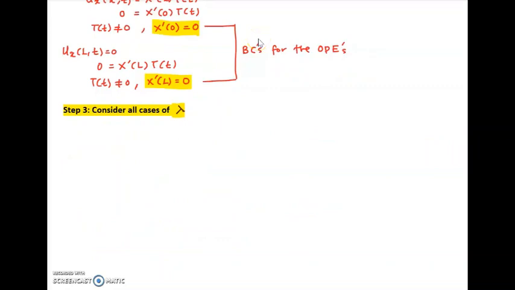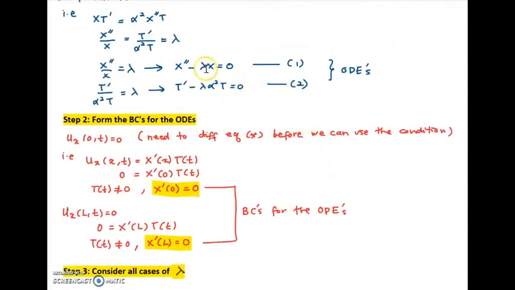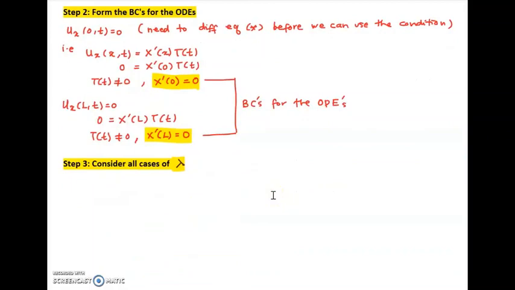Step 3, we need to consider all cases of lambda. Up here we have equation 1 and 2, so we have lambda in the equation. Again, lambda is a constant. A constant could be 0, a positive number, or a negative number. So we need to consider each of the cases. Case number 1 is when lambda equal to 0.